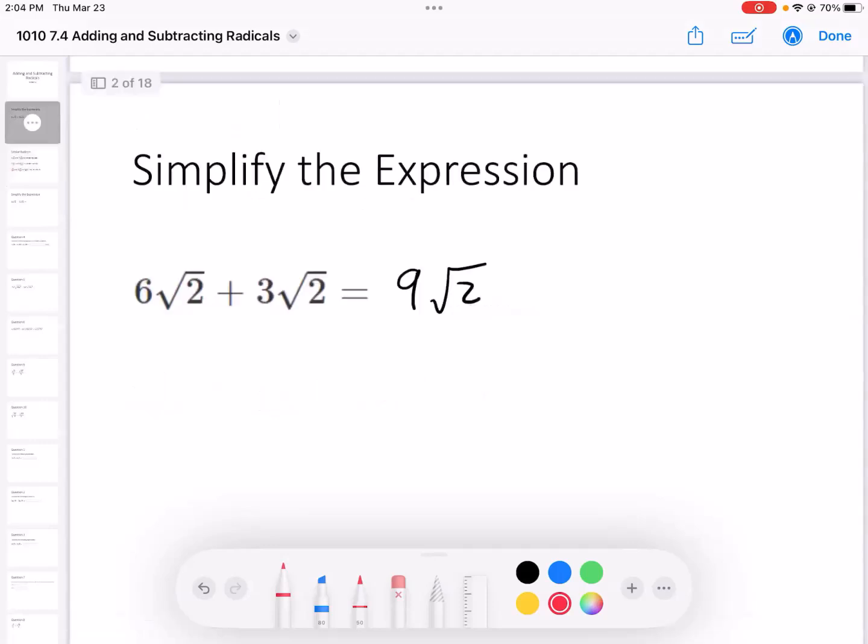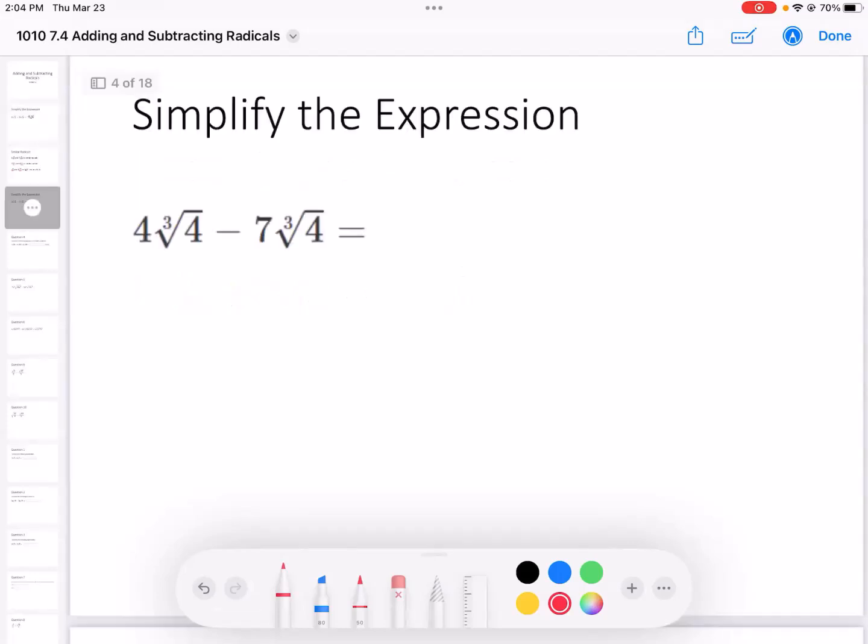So this is the basic idea of our entire lesson, which is basically if you have similar radicals, you can add or subtract them together. And it doesn't matter whether they're square roots or cube roots or whatever. So in this case, what do you guys think the answer would be? Perfect. Yep. So it'd be -3 cube root of 4 because this was a cube root. But basically I have 4 of these minus 7 of them. That gives me -3 of them.